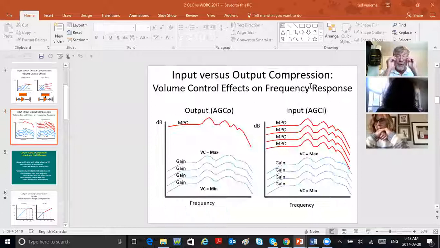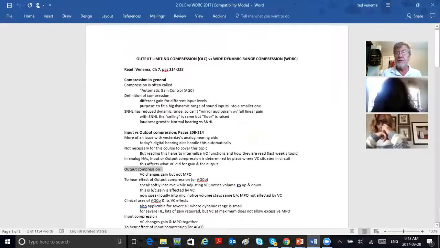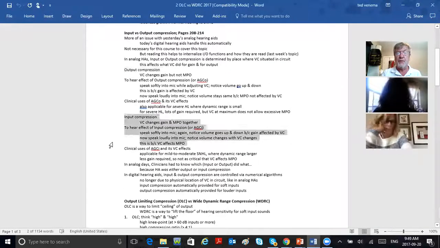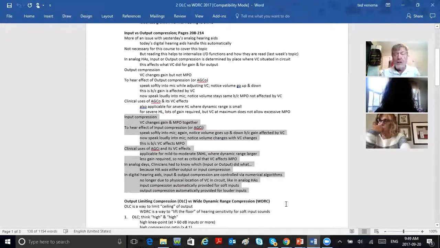All right. That's all we really want to kind of talk about regarding input-output compression. Scroll down. Don't worry about this stuff too much. It really doesn't matter. Okay, just kind of leave that stuff alone. Not to freak about it, because today it really isn't used. I'll tell you something. In the old days, clinicians had to choose, do you want the hearing aid to be input compression or do you want the hearing aid to be output compression? Which type do you want? Because the analog hearing aid was either one type or the analog hearing aid was the other type.